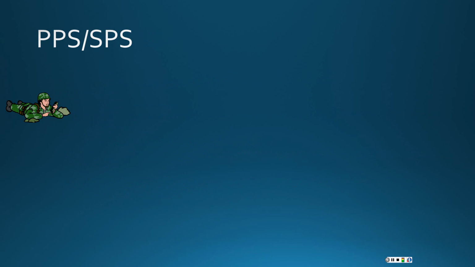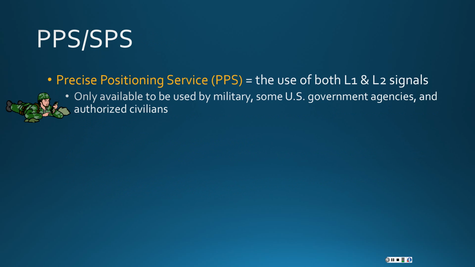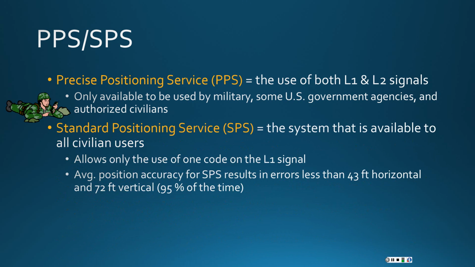There are 2 systems available for positioning service by GPS satellites. These 2 services are the Precise Positioning Service and the Standard Positioning Service. The Precise Positioning Service is only available to be used by military, some government agencies, and authorized civilians. This system uses both L1 and L2 signals. The other service is called the Standard Positioning Service, or SPS.